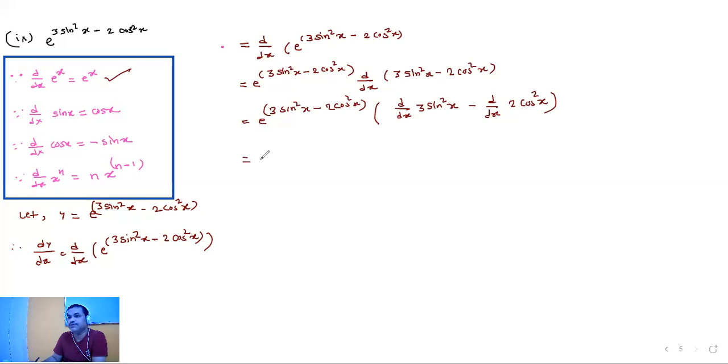So now this is equal to e raised to 3 sine square x minus 2 cos square x. We'll write a step properly here. That will be 3 d by dx of sine square x. We will write sine x the whole square. So there will be 2 sine x, but we'll not write it directly at this moment. And d by dx of cos square x. So let's solve it simultaneously then.